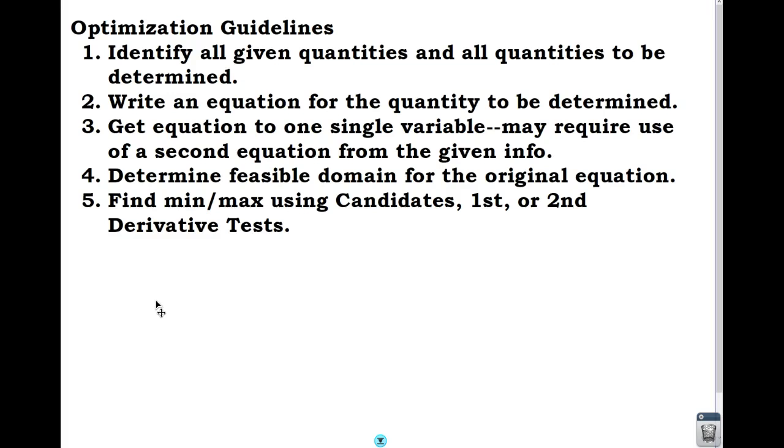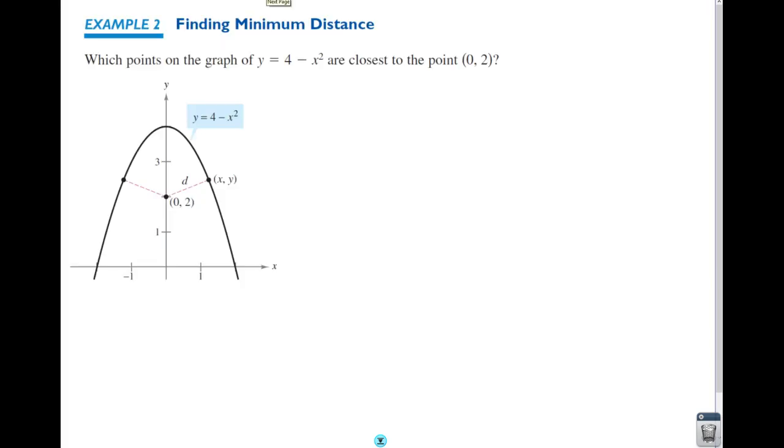Again, we used the candidates test on the last question, but first and second derivative tests are helpful, and I have that shown on Canvas. And then also, on this next question, I think we're going to do the first derivative test, so that way you can see how that one would work, but for a different problem. Okay? So, finding minimum distance.